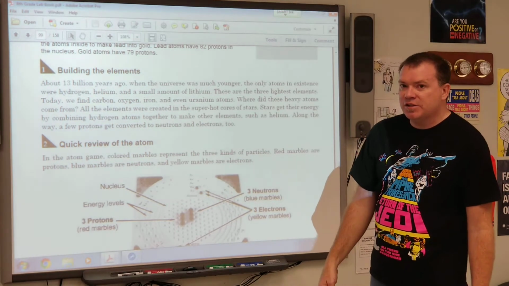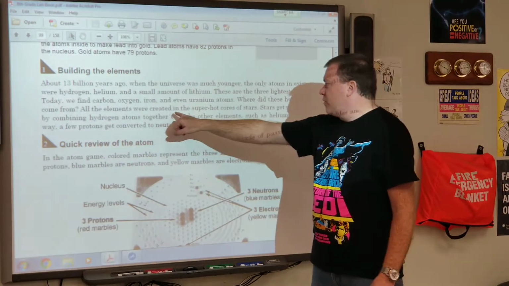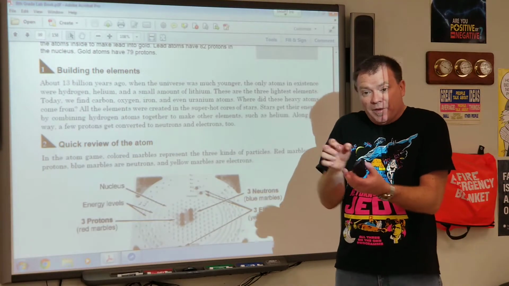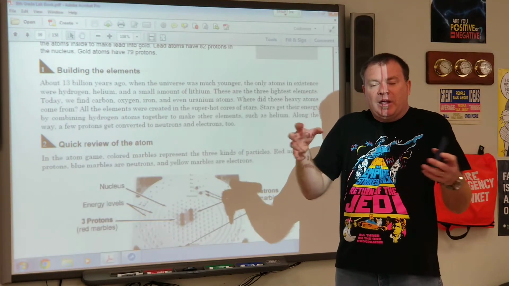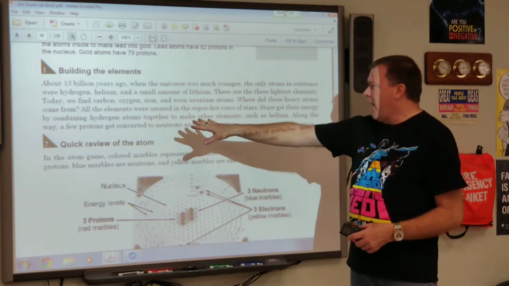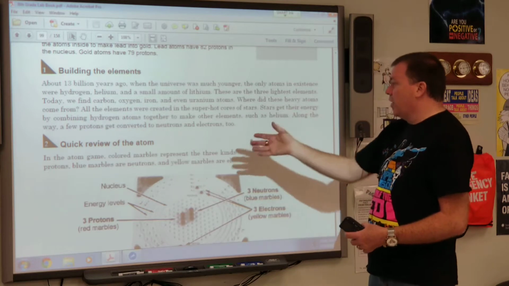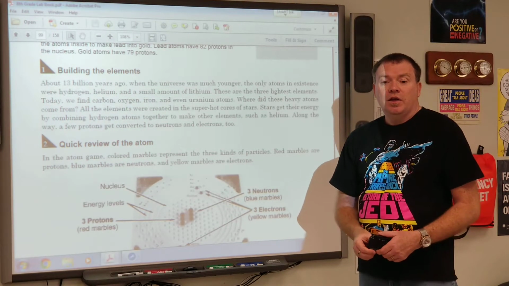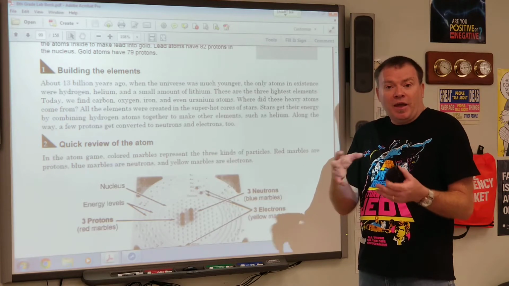We learned this last year in 7th grade. All the elements were created in the super hot cores of stars. When fusion takes place, it takes light elements, forces them together, they stick together and become heavier and heavier elements. Stars get their energy by combining hydrogen atoms to make other elements such as helium. Along the way, a few protons get converted to neutrons and electrons as well. So as stars go through life cycles, they make heavier and heavier elements.